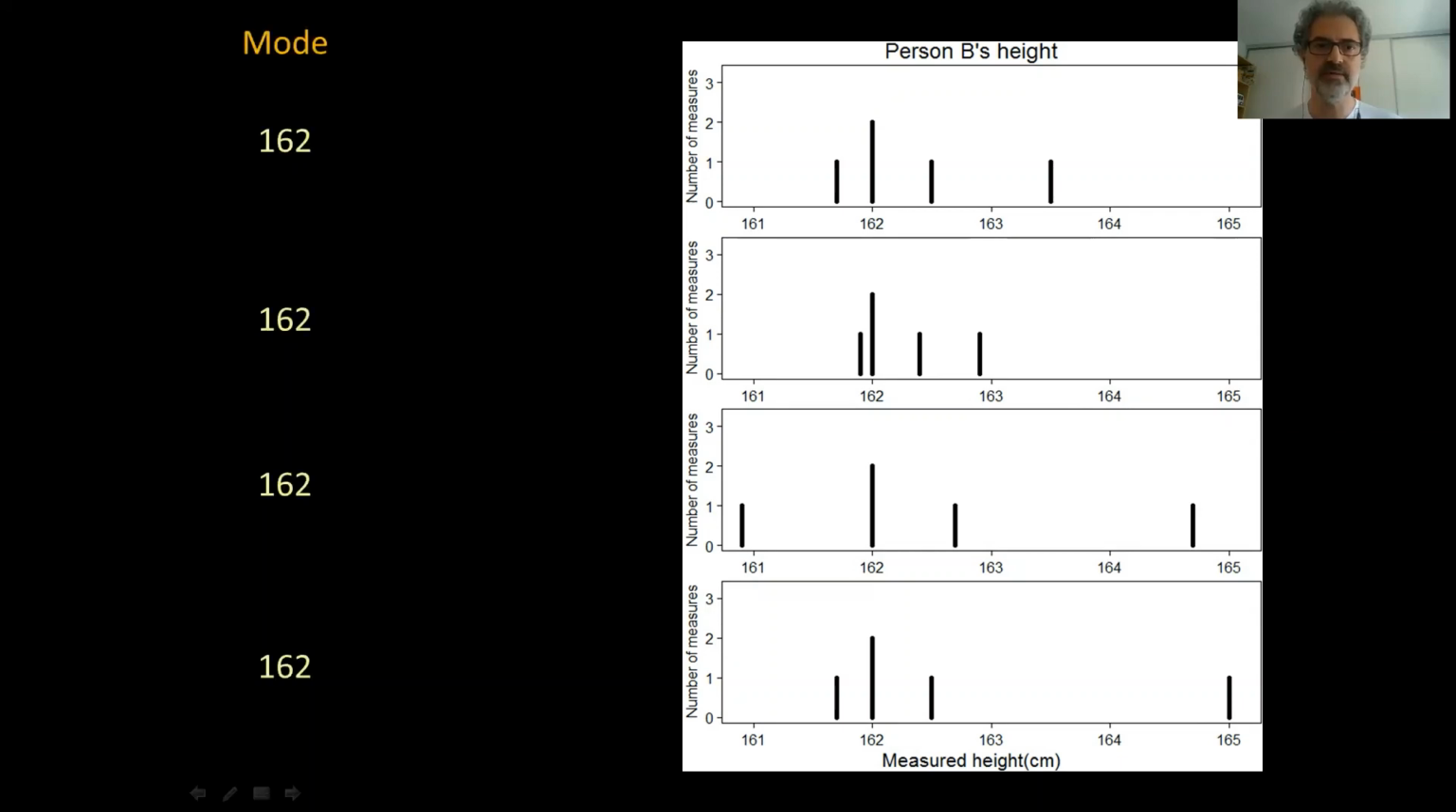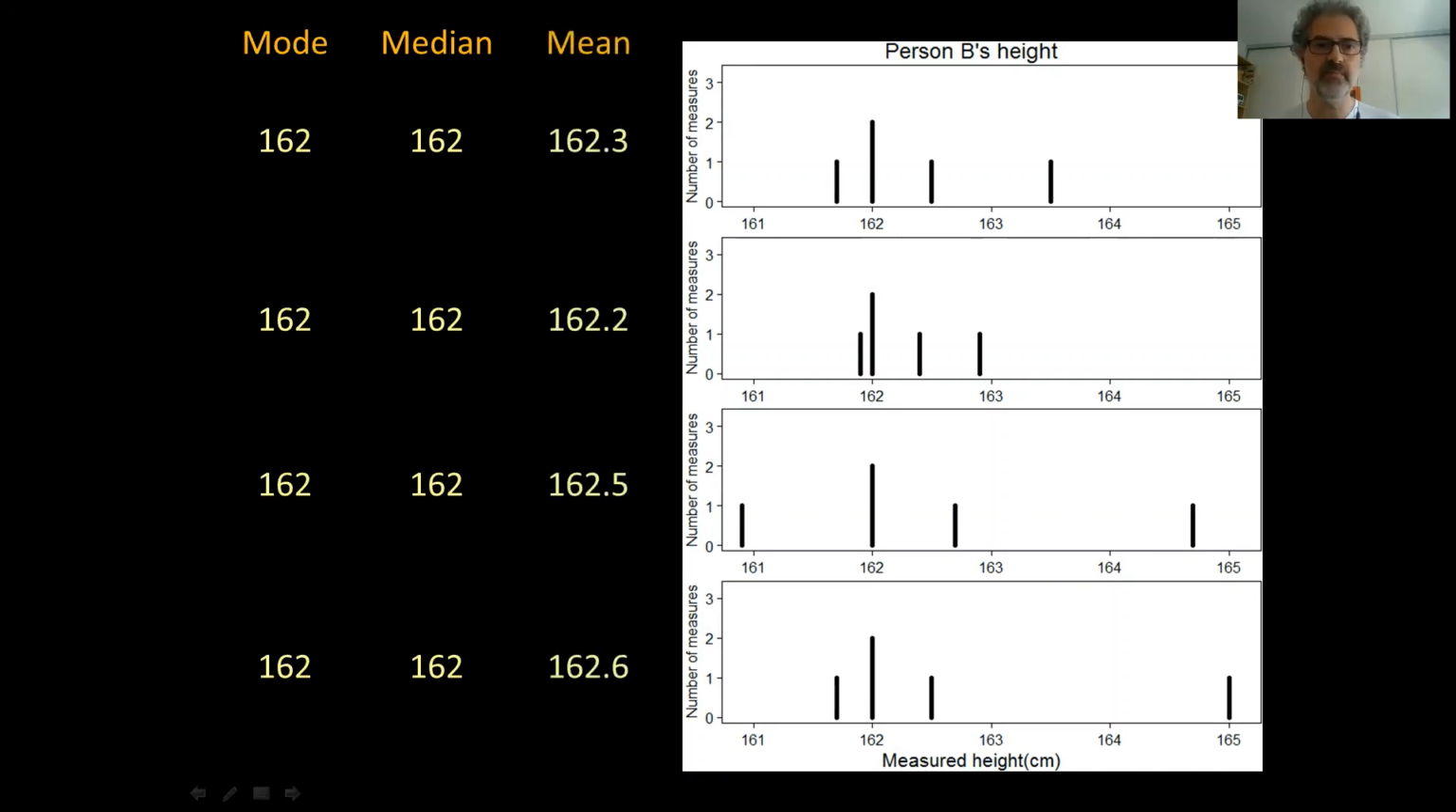Well, the mode is the same because I have kept the 2 values at 162 in each case. The median is also the same because I've always kept one measurement less than 162 in each of these hypothetical manipulations. The mean is about the same, but not exactly the same. It's 162.3 in the original data, 0.2 in these data, 0.5 here, and 0.6. So the mean is slightly affected.